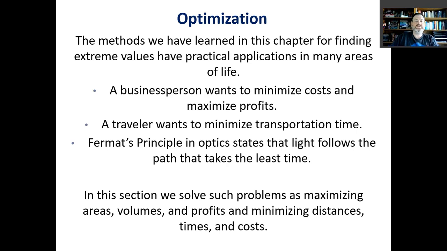And then the third one is a physics one. Fermat's principle in optics states the light follows the path that takes the least time. So there'd be physics constraints there, like the physical reality of the object. So in this section, we solve problems such as maximizing areas, volumes, and profits, and minimizing distances, times, and costs.